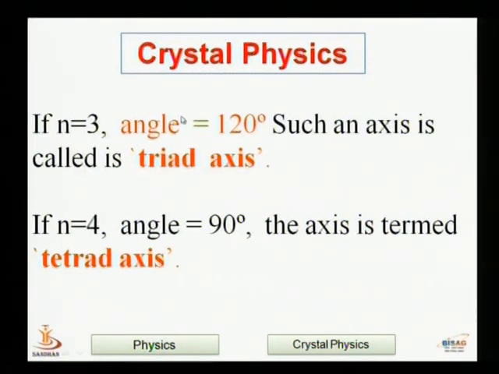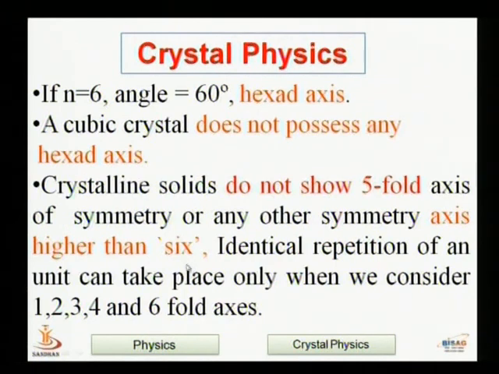For n equal to 3, the angle is once again 360 degrees by n, which is equal to 120 degrees. Such an axis is known as the triad axis. For n equal to 4, 360 by 4 means the angle equals 90 degrees, and the axis is said to be a tetrad axis. If n equal to 6, the angle is 360 by 6, which is equal to 60 degrees. This is known as the hexad axis. The cubic crystal system does not possess any hexad axis.